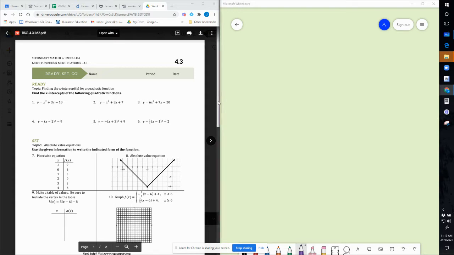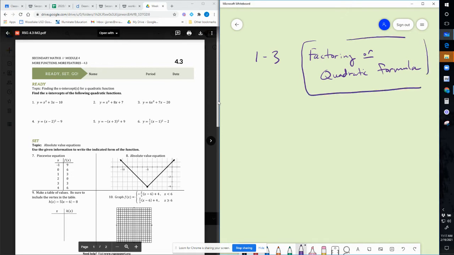go from there. But to get us rolling, the ready portion says find the x-intercepts of the following quadratics. So hopefully you look at 1 through 3 and you're thinking of either factoring or quadratic formula. So even though we're not really working on those things specifically right now, there's still things that you don't want to forget how to do. Okay, you're definitely going to have to do them again in the next math class.